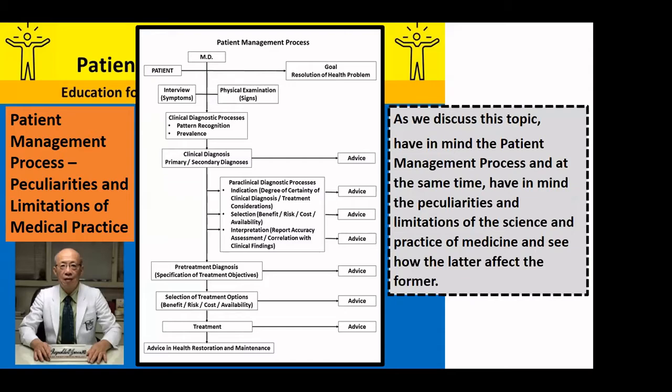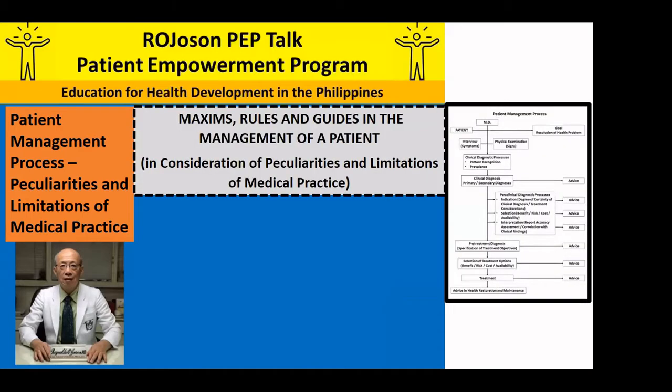As we discuss this topic, please have in mind the patient management process as shown on the center of the screen. At the same time, have in mind the peculiarities and limitations of the science and practice of medicine, and see how the latter affect the former. So these are the maxims, rules, and guides in the management of the patient in consideration of the peculiarities and limitations of medical practice.